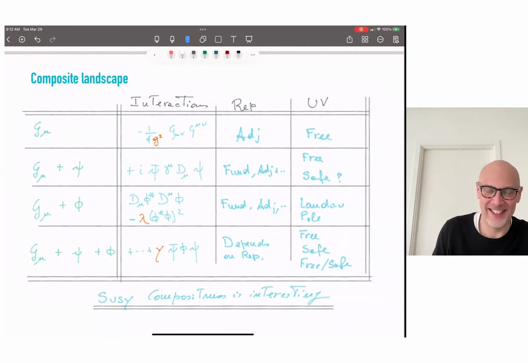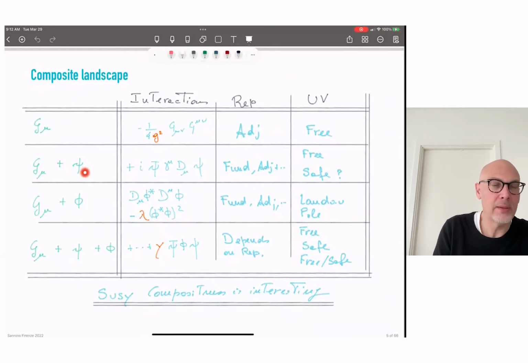Right, great, excellent. All right, so for the composite landscape, what can we do? I like this table because it summarizes for me where I am in understanding these theories, which is, of course, much less than I wish I could know about it. But imagine you only have gluons, then you only have this type of interactions, which is a generalized Maxwell term. Then you have the representation that, of course, is the adjoint representation for the glue. This theory is asymptotically free. Then to this theory, you can add the matter fields. For a moment, just let me consider vector-like matter fields.